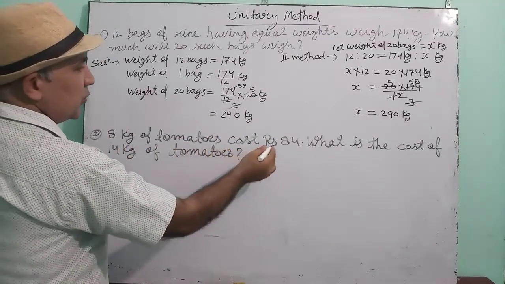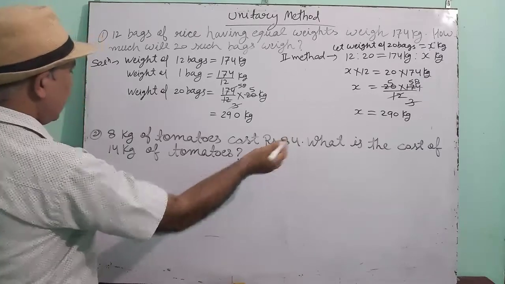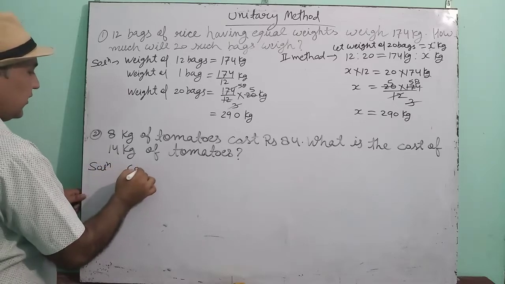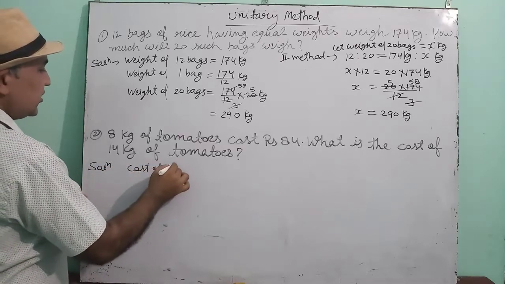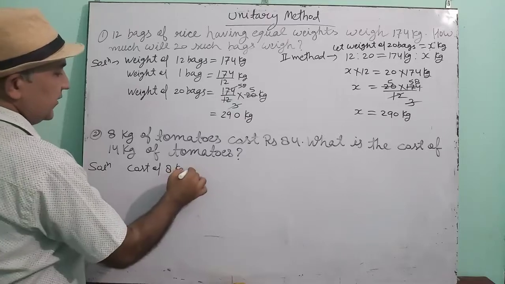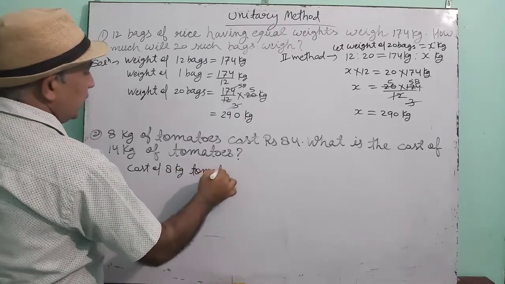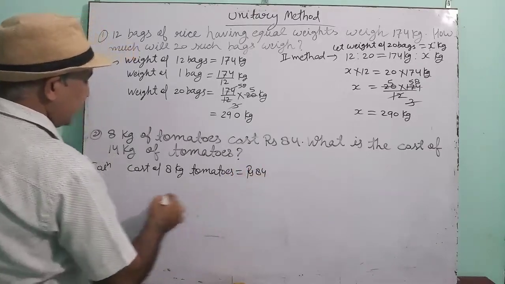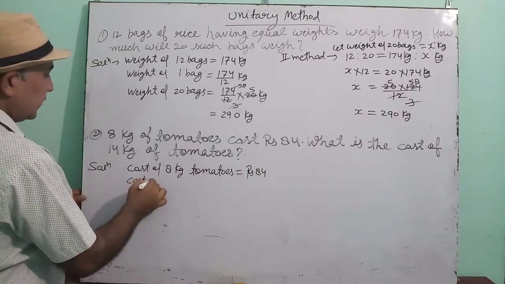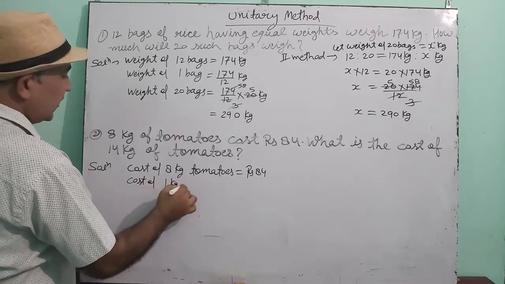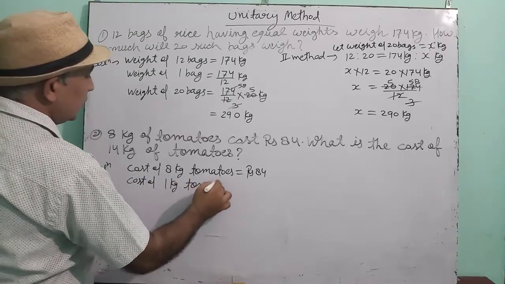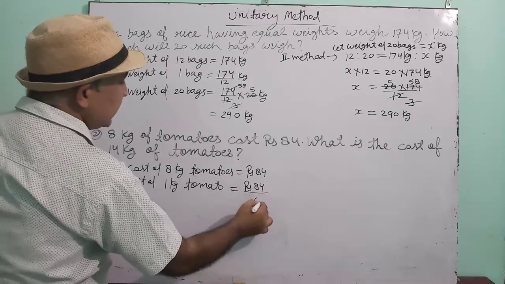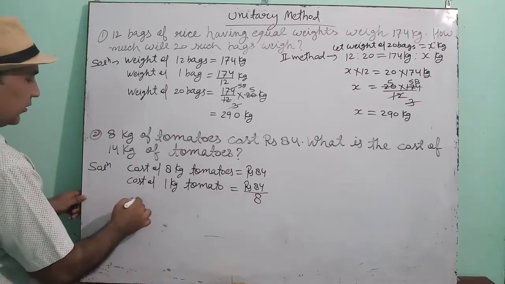8 kg of tomatoes cost rupees 84. What is the cost of 14 kg? See this one. It is given that cost of 8 kg tomatoes is rupees 84. Then you can find the cost of 1 kg tomato. 1 kg tomato cost will be less than 84. That is why 84 will be divided by 8.